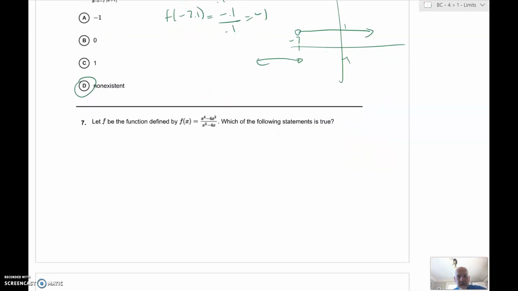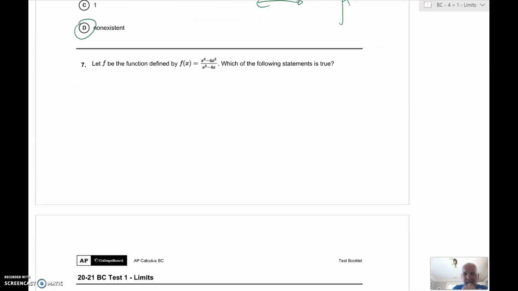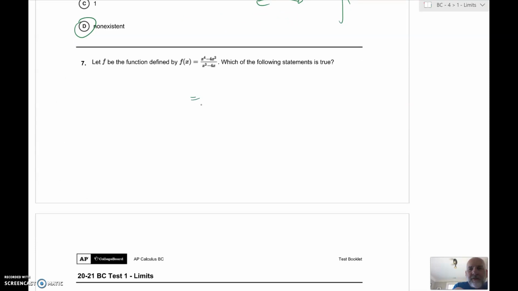Next one, 6 minutes. Okay, we're doing good. Let f be that. What kind of discontinuities does it have? So it's x squared times x squared minus 4, which is x squared times x minus 2 times x plus 2. Cool. And the bottom, I can pull an x out, so the bottom is x times x minus 4. Check your factoring. You need to be able to factor top and bottom pretty confidently.